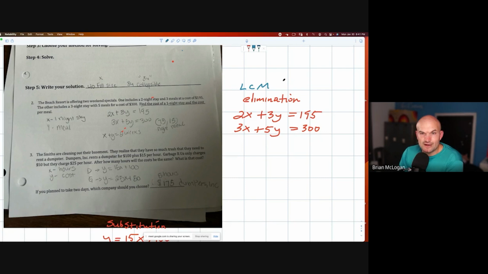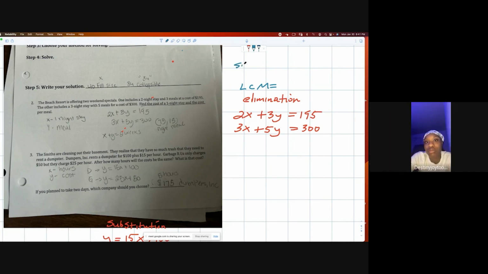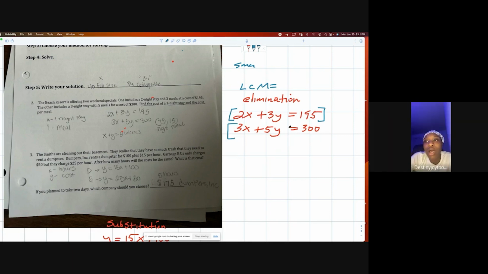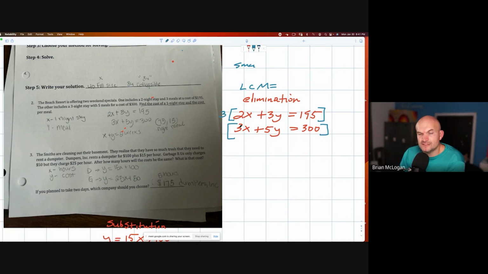A better way to say what the least common multiple is, is to say, what is the smallest number that 2 and 3 evenly divide into? 6. Right. So what do we have to multiply 2 by to get to 6? You have to multiply 2 times 3 to get to 6. Right. And what about to get 3 to 6? What do we have to multiply by? 3 times 2. So you have to make sure you do this not just to one, but to all of them.